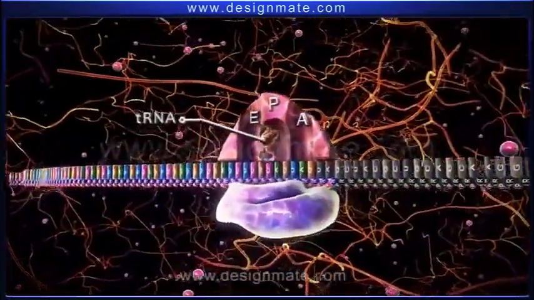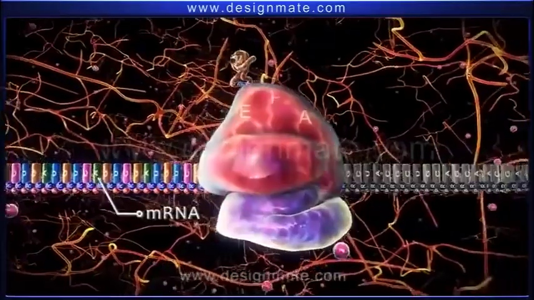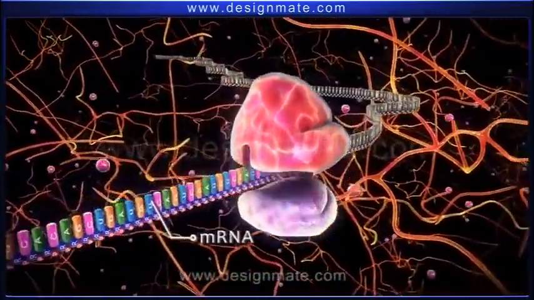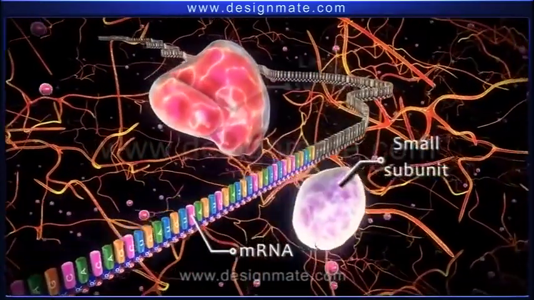Then the tRNA detaches from the mRNA. Ribosome detaches and dissociates into its small and large subunits.